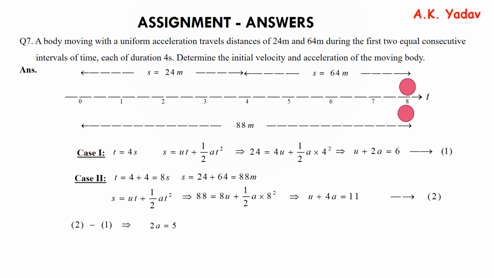So equation 2 minus equation 1 gives a is equal to 2.5 meter per second square. From 1, u is equal to 6 minus 2 into 2.5, that gives 1 meter per second.